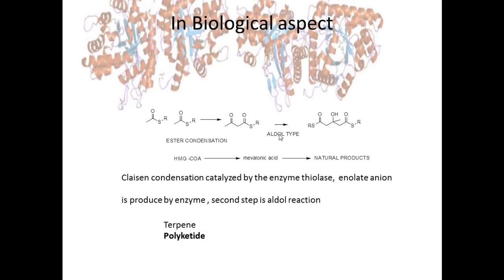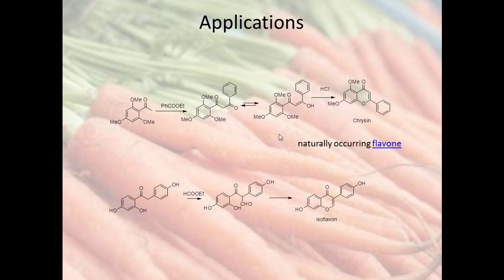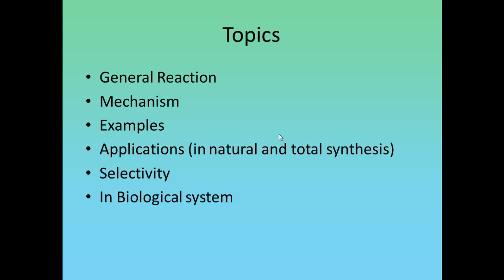The second step is aldol condensation. A number of natural products, terpenes and polyketides, can be synthesized this way. Please watch the full video on biosynthesis, in which I explain the Claisen ester condensation of thioesters. Please watch that tutorial if you are interested in thioester condensation and biosynthesis of natural products. So this is the ester condensation topic.